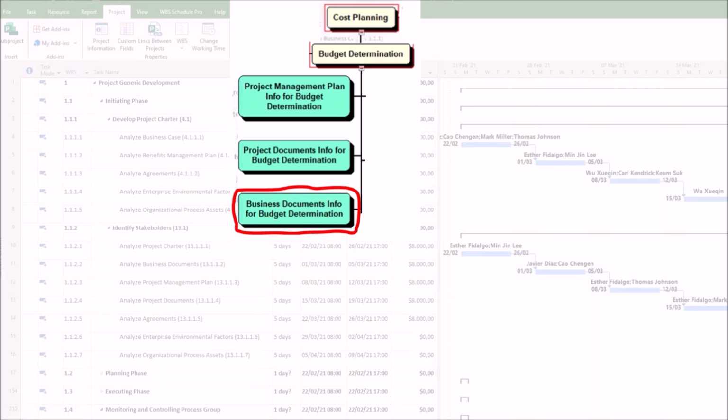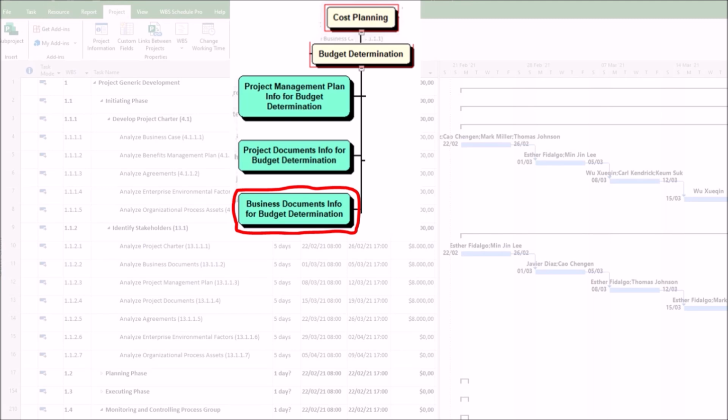In conclusion, business documents provide the foundation for realistic, justified, and approved budgets. Without them, the determine budget process lacks strategic direction and financial credibility, and the consequences are: first, misaligned budgets that don't deliver expected value. Second, funding rejections if the budget lacks business justification. Third, cost overruns due to unrealistic assumptions.